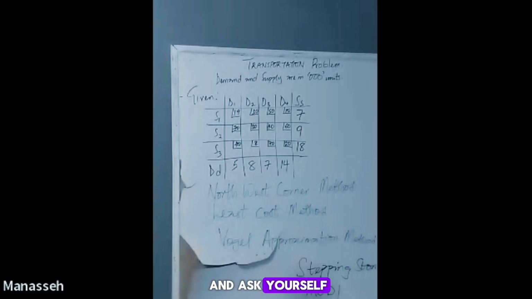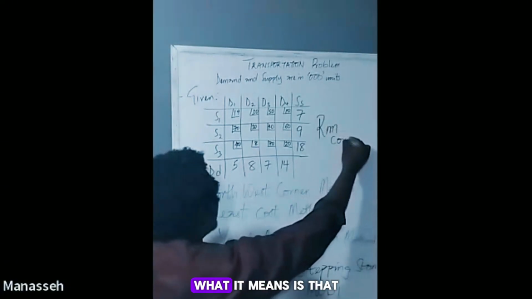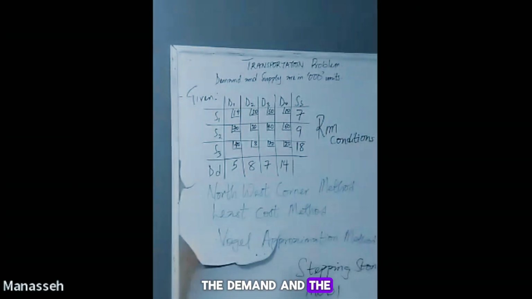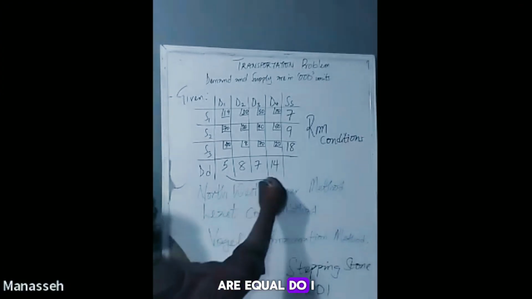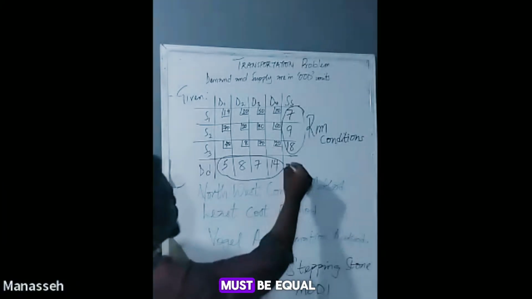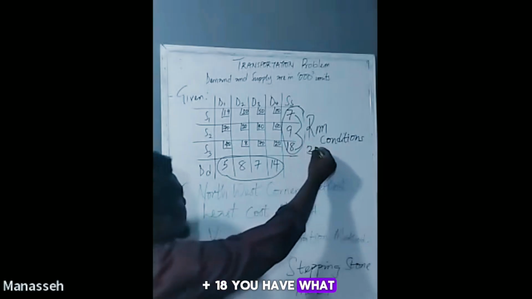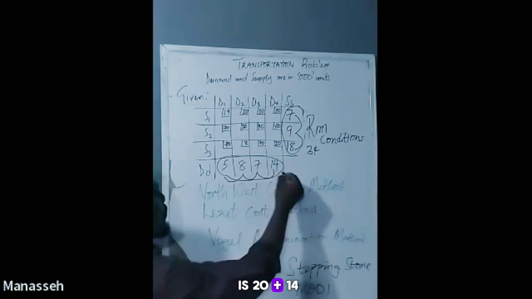Now, when you are solving a transportation problem, the first thing you try as much as possible is to ask yourself, is this transportation problem satisfying the rim condition? When you are talking about the rim condition, what it means is that the total demand and the total supply must be equal. How do you get to know that the supply and demand are equal? You add up what is here, you get the total demand. You add up what is here, you get the total supply. Whatever you get must be equal. So here you have 16 plus 18, which is 34. Here you have 13 plus 7, which is 20, plus 14, you have 34.